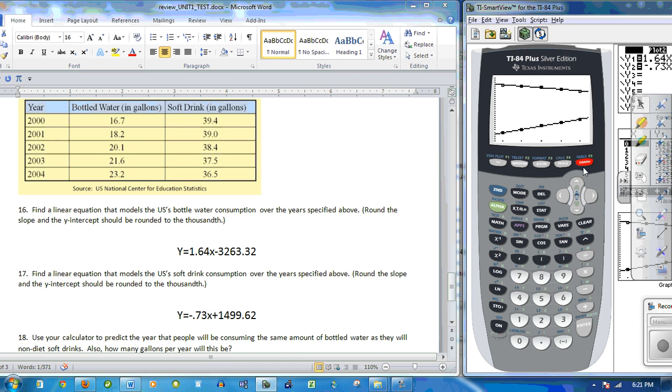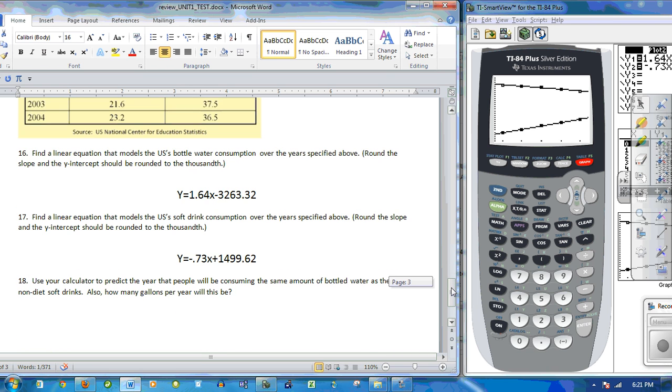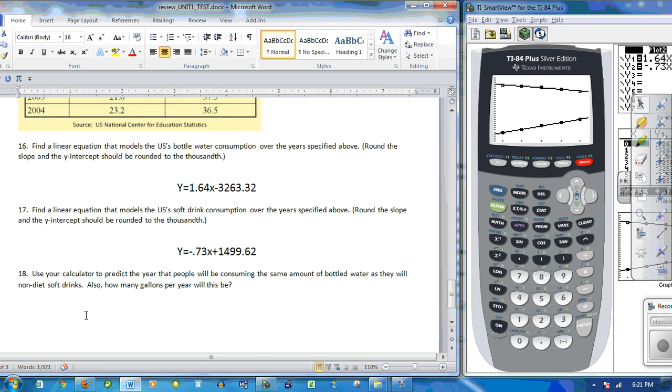But where I really want to zoom now is over to the right, because of this last question, which says, use your calculator to predict the year that people will be consuming the same amount of bottled water. So same amount of bottled water here is going to imply the point of intersection. Okay, so then it says also how many gallons per year will this be?